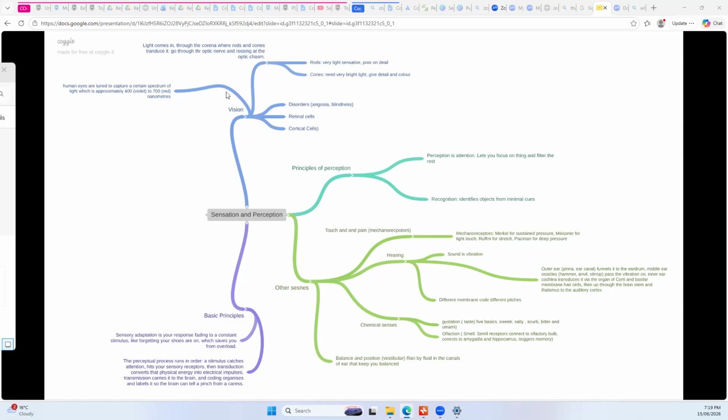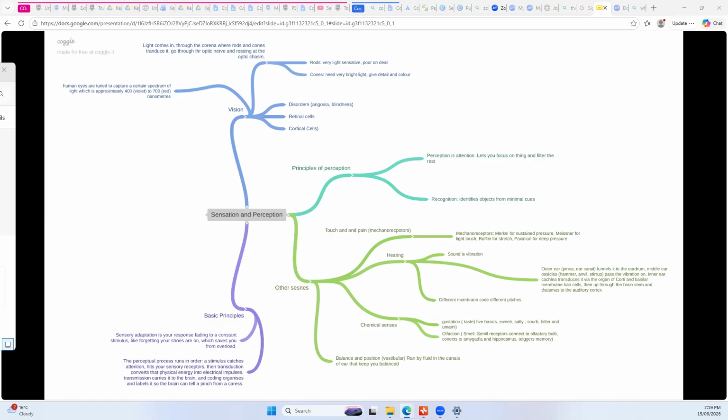And then the next branch I worked on was vision, and I feel like that's one of the ones where I had a bit more detail. I feel like it's the most applicable since we use it so much. I traced the path of light coming through the cornea, where the rods and the cones transduce it, traveling along the optic nerve and crossing the optic chiasm.